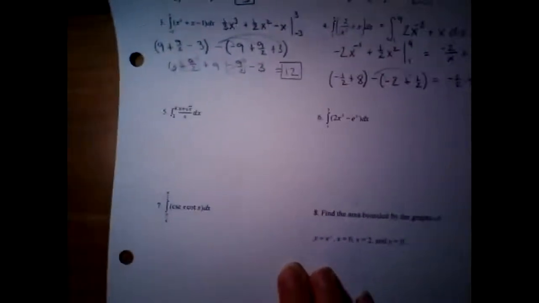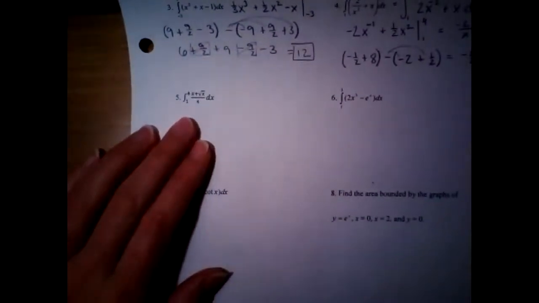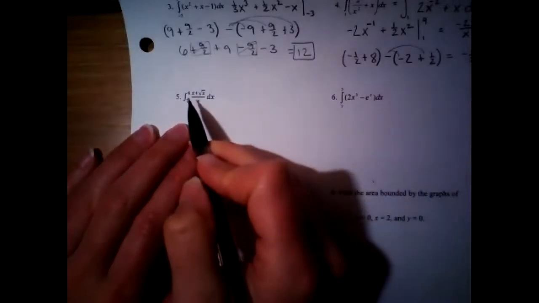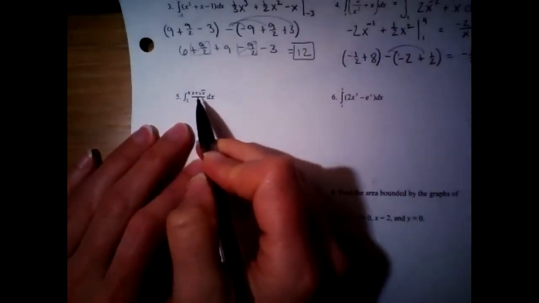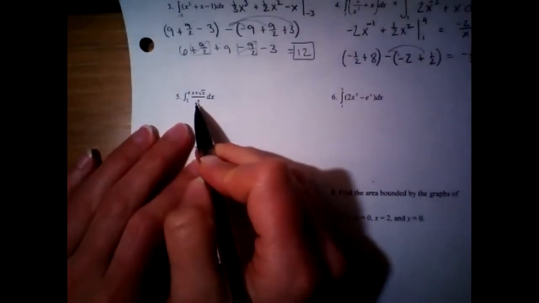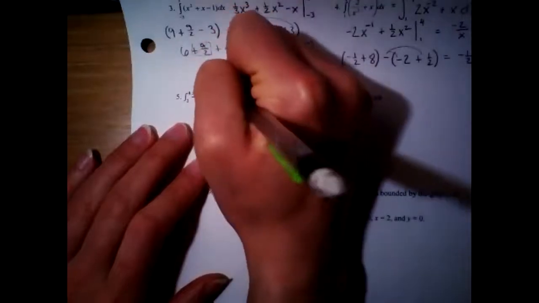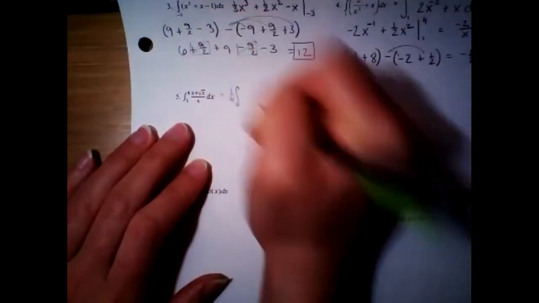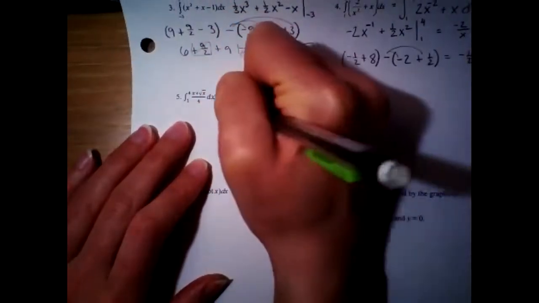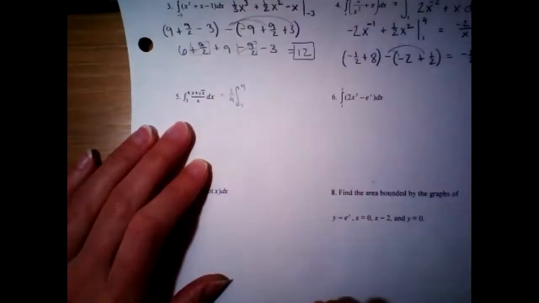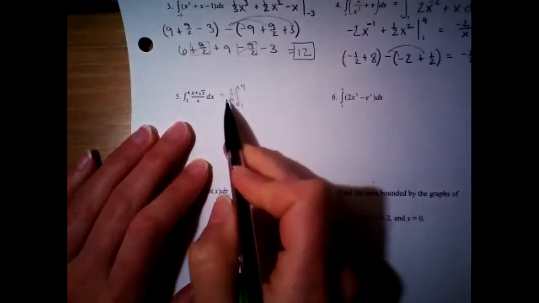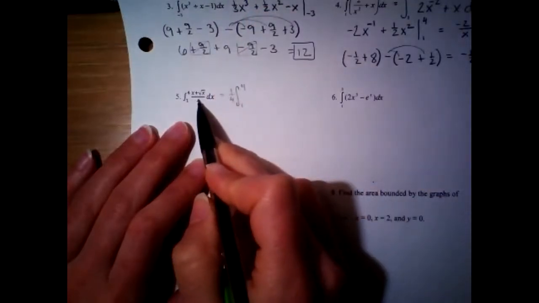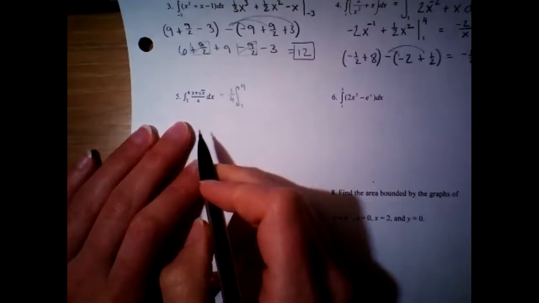All right, so for this one, I am also going to rewrite this. I'm going to take this 1/4. Do you see how this is all over 4? The whole thing is over 4. I'm going to take that 1/4 and put it outside of the integral. Again, you're allowed to take a coefficient and put it out front. You can never put a variable out front, though. But since this whole thing's over 4, I'm going to put that 1/4 out front.